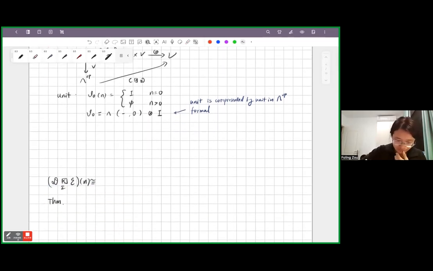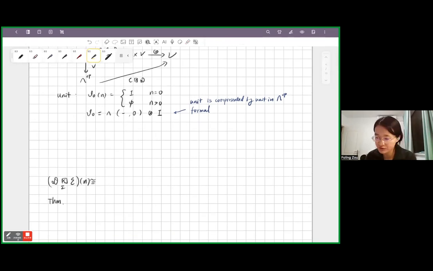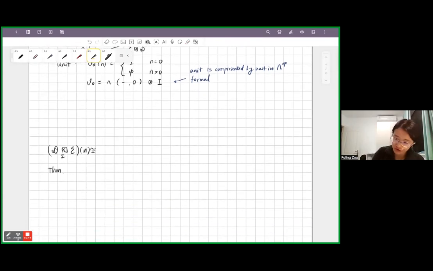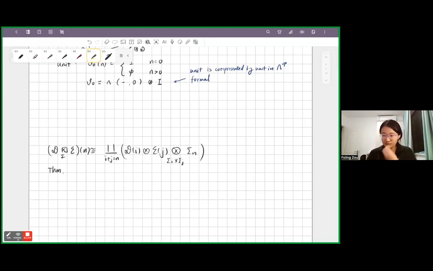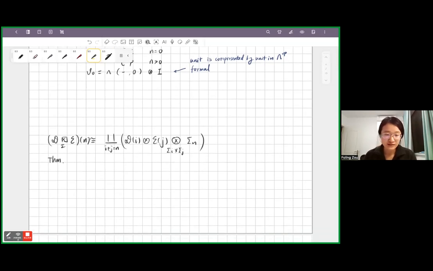And there is a concrete description of the nth level of this Day convolution. If I do the sigma version of it, meaning I do left Kan extension from sigma op cross sigma op to sigma op, then at the nth level, I will just get the sum over i plus j equals n of Di tensor Ej, and then I do a symmetrization of this. So that is the explicit formula for the Day convolution in this case.